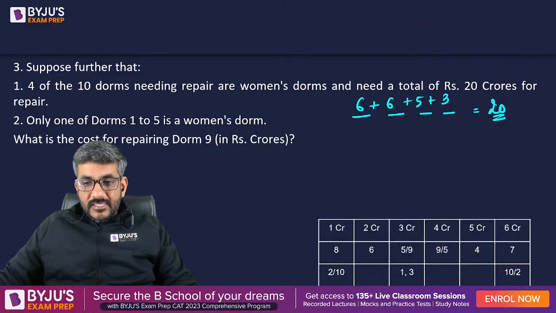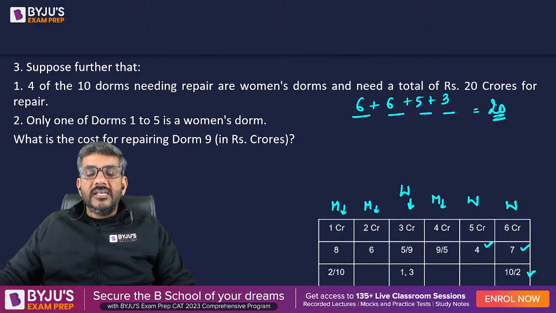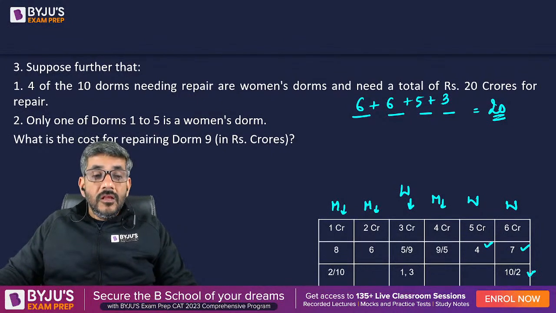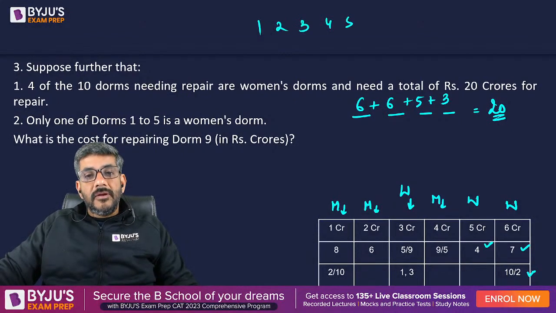So that means this is a women's DOM, this is a women's DOM, this is a women's DOM, and one of these three is a women's DOM, right? 5, 9, 1, 3. One of these three is a women's DOM. So of course, तो इसका मतलब ये है कि ये आपकी men dorm हो गई है. This is a men's dorm. This is a men's dorm. That has to be there. What next? Only one of the DOMs 1 to 5 is a women's DOM. From 1 to 5, only one is a women DOM.